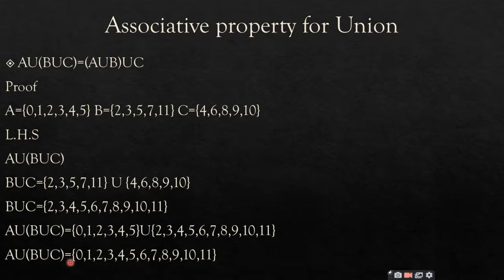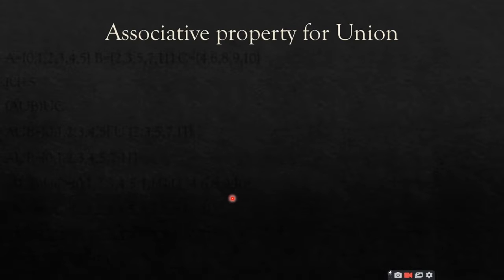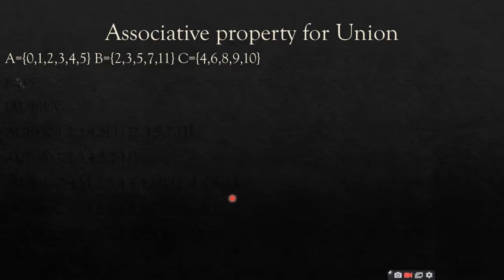Now A union B union C is equal to 0, 1, 2, 3, 4, 5, 6, 7, 8, 9, 10, 11. This is the left hand side. Now we are going to find the right hand side of this property. For the right hand side, again we have three sets, and the right hand side is A union B union C. On the right hand side, A and B are grouped. So first we have to find A union B.